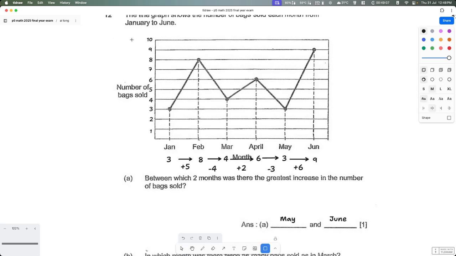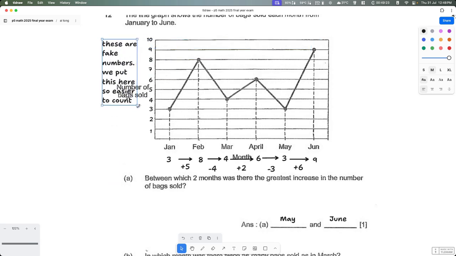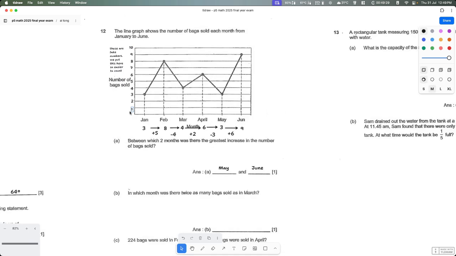Okay, so I just want to highlight and say here that these are fake numbers, right? We put this here so it's easier to count. And it's also pretty accurate in a way, right? So there you go.